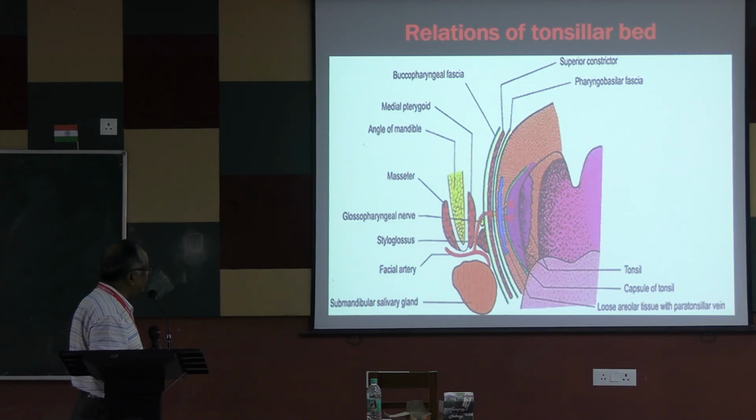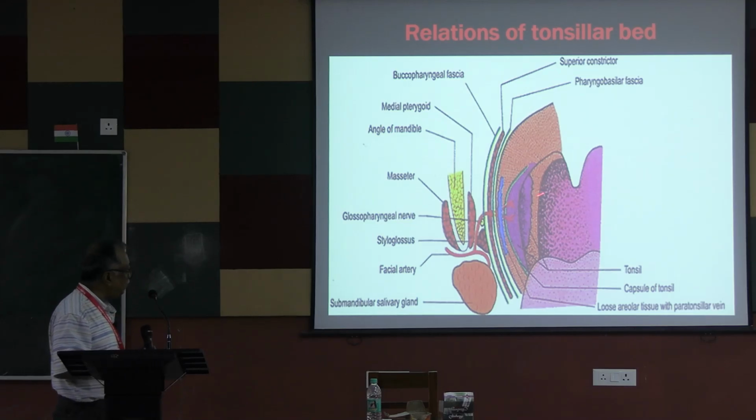And beneath that is the pharyngobasilar fossa. Then there is the superior constrictor muscle, forming the posterior boundary of the tonsil. You see the main artery, the facial artery, piercing the superior constrictor and supplying the tonsil. And there is the buccopharyngeal fascia, then the medial pterygoid muscle and the masseter muscle. This is where the facial artery is coming, with the submandibular salivary gland. That relation is very, very important.